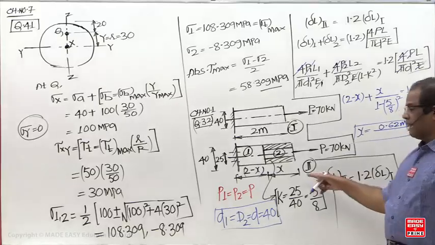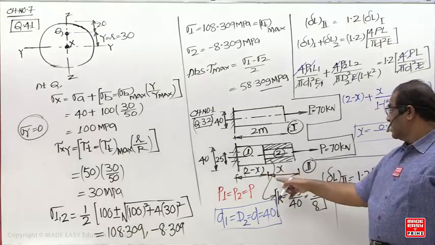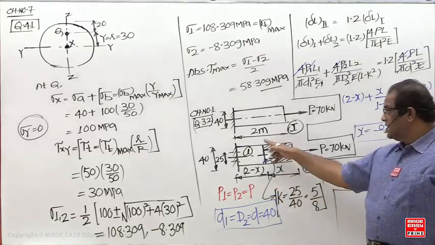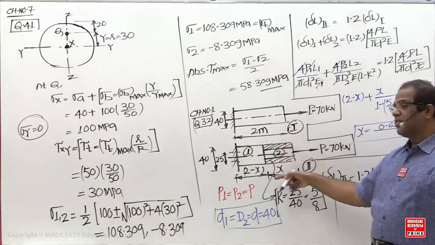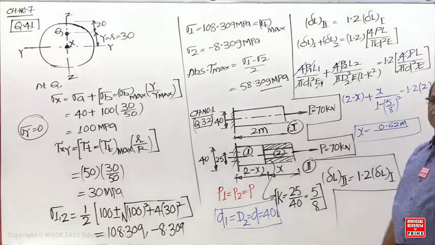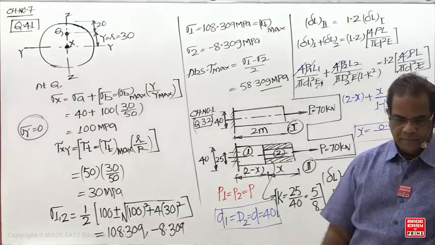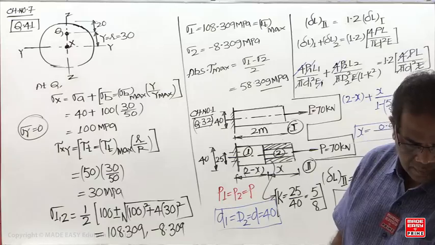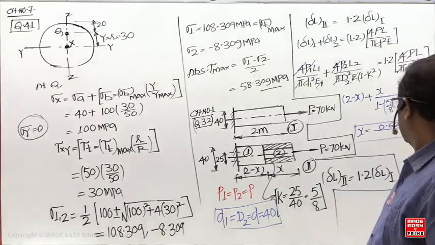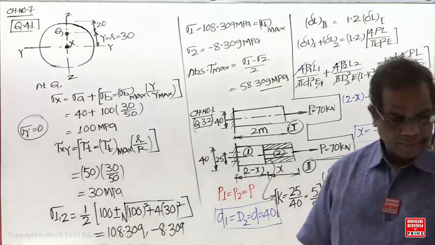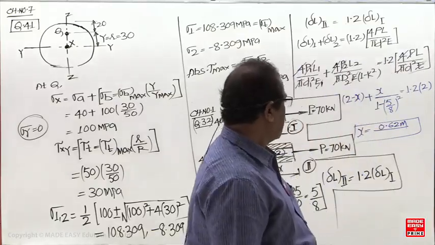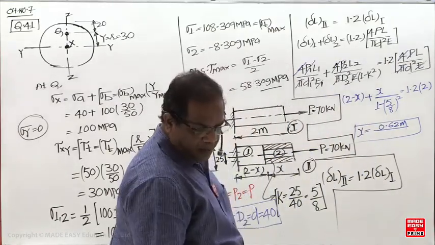Means if I make the boring for a length of 0.62 meters, the change in length of this bar is equal to 1.2 times the change in length of this bar now. Okay Chinmay, 0.624 in the option is given as 0.62.